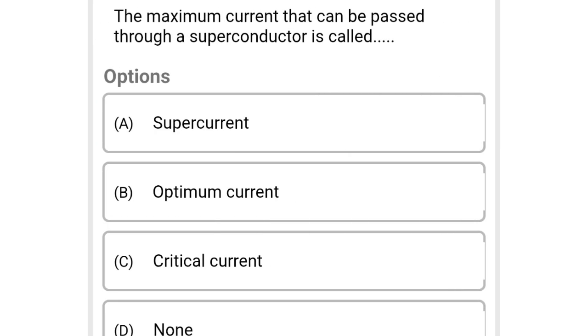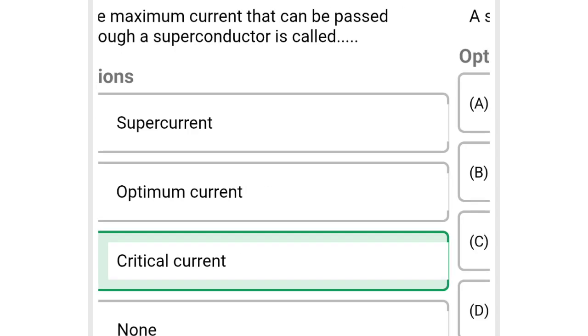Next question, the maximum current that can be passed through the superconductor is called option A supercurrent, option B optimum current, option C critical current, option D none. The correct answer is option C critical current.